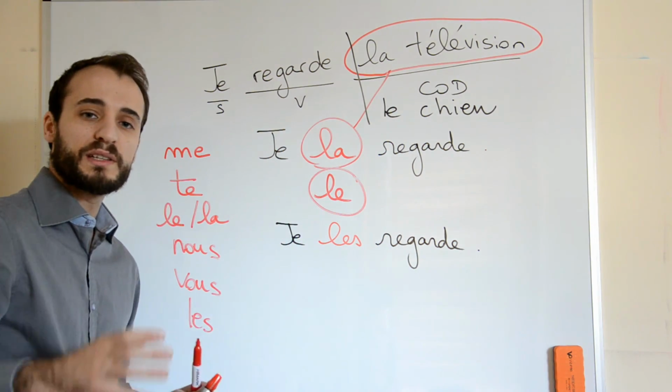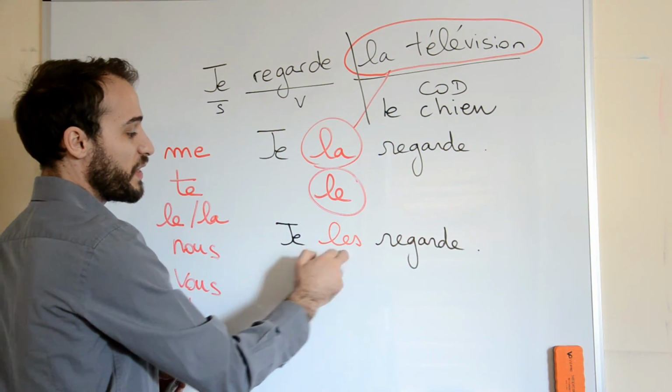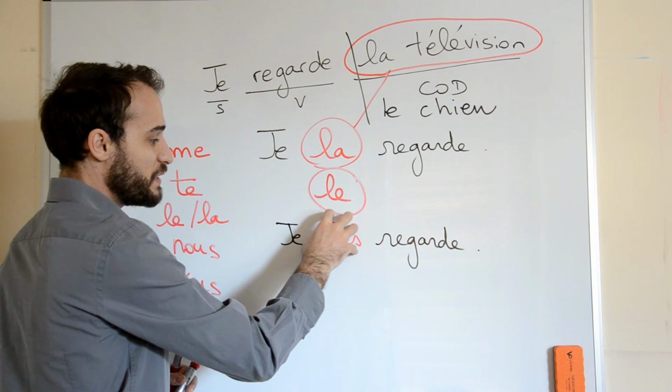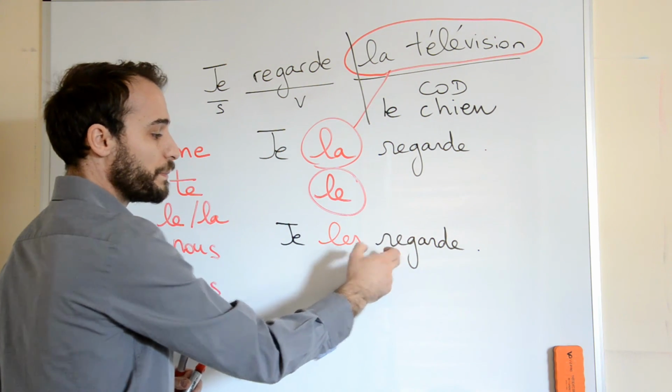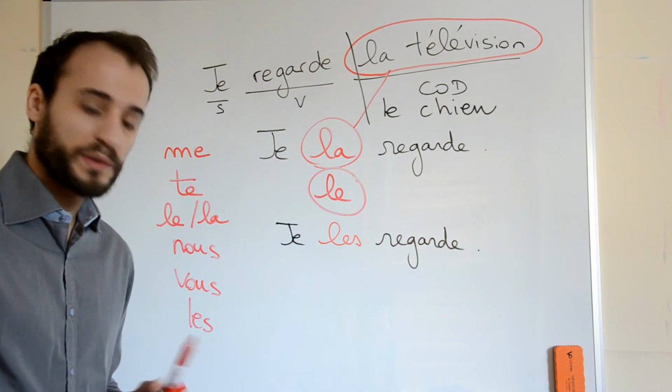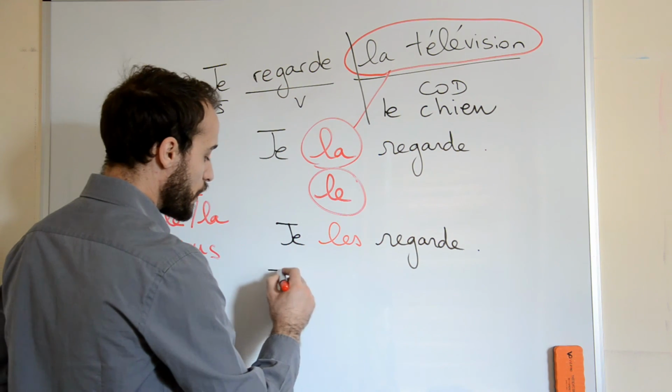So you see, in English the pronoun is after: I watch them. In French, it's before: I them watch, literally. So please be careful about where you put the pronoun. It has to be before the verb. Before the verb, always.